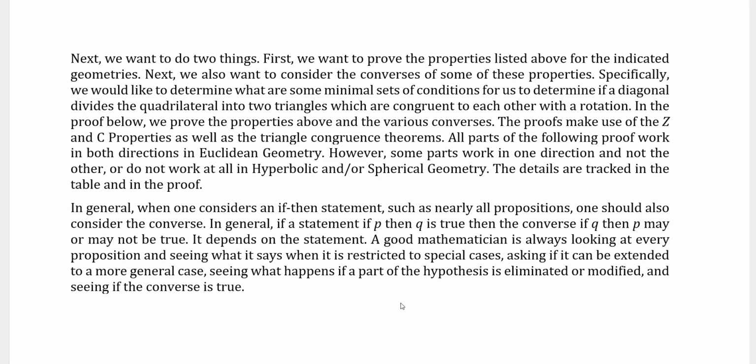So in the proof below, we're going to have a little table, and we're going to look at different converses. These are going to make use of the Z and C properties as well as the triangle congruence theorems. All parts of the following proof work in both directions in Euclidean geometry. However, some parts only work in one direction and not the other, or don't work at all in hyperbolic or spherical geometry. And the details are tracked in the table and in the proof.